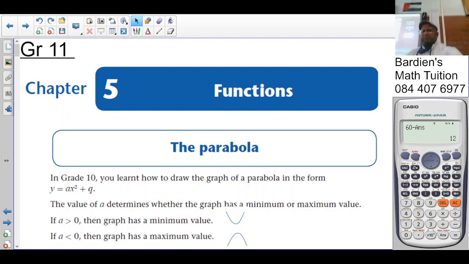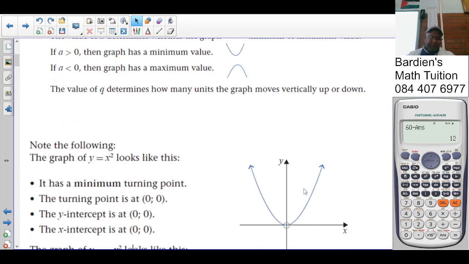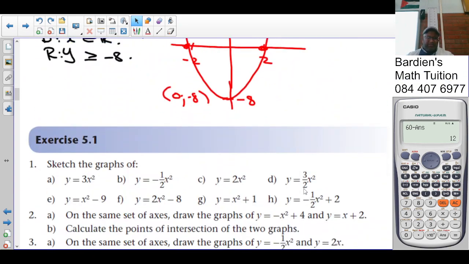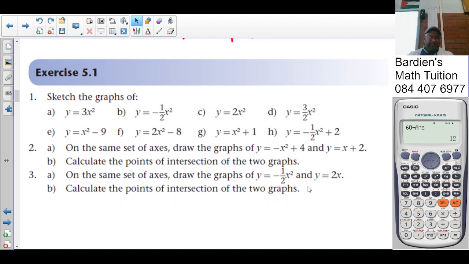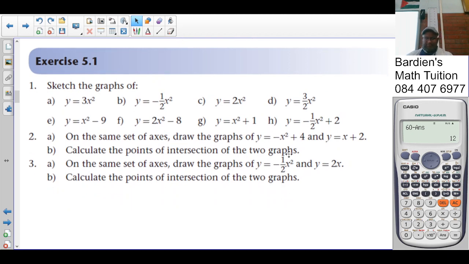Okay, good morning class. So at this point we're looking at functions. I think we're on our second lesson today. And I gave you some homework to do, not so? Yes. So what was the homework? Exercise 5.1. Okay. Any issues with 5.1?